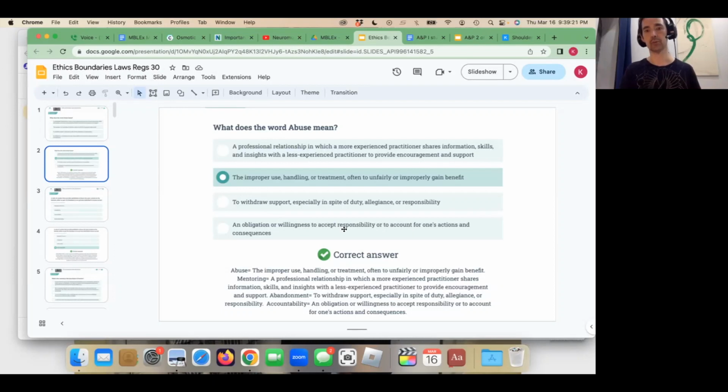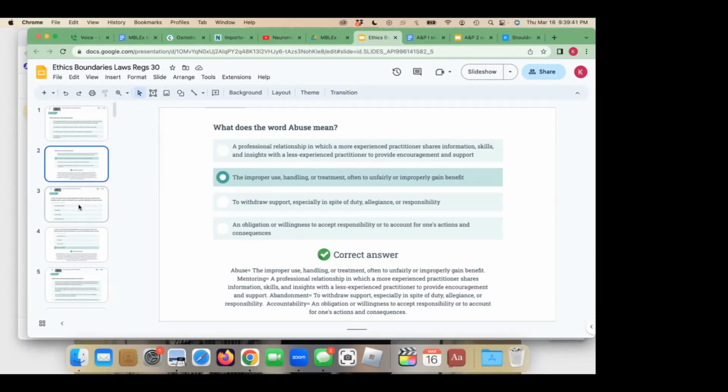And then an obligation or willingness to accept responsibility. That's asking you, Stephanie, I want you to accept responsibility for your actions, or to account for your actions, whether they're positive or negative and have consequences. That's your accountability.